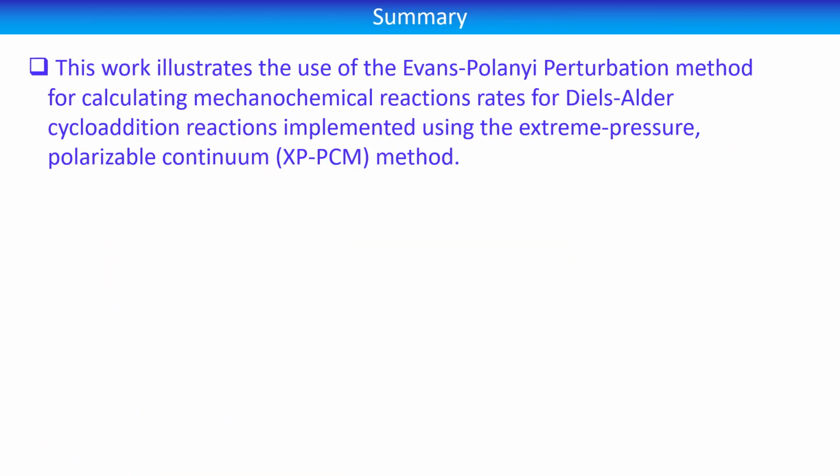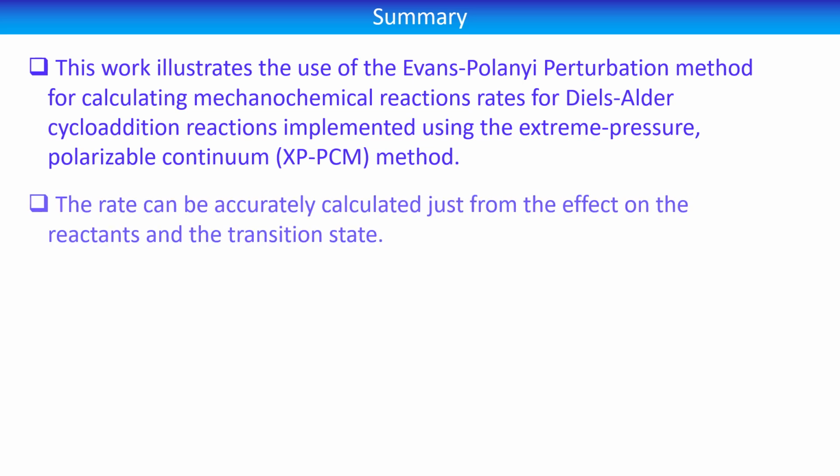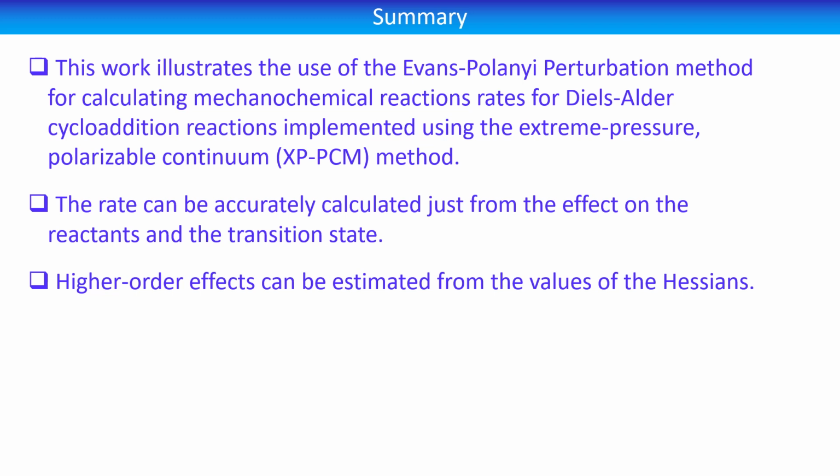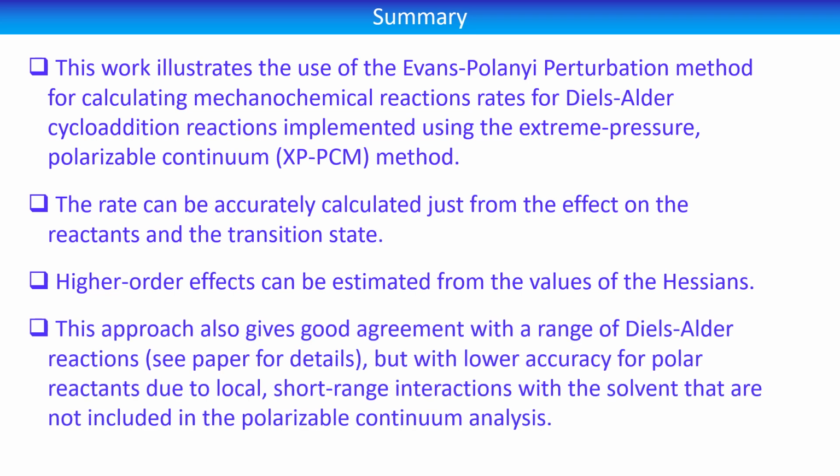So in summary, we can use the Evans-Polanyi perturbation method to calculate precise rates for Diels-Alder reactions, just using the transition state and initial state structures. Higher order effects, at least up to about 3.3 gigapascals, don't distort the values. The Bell model works very well, and in fact in the paper we show that this gives reasonable agreement with a wide range of Diels-Alder reactions.